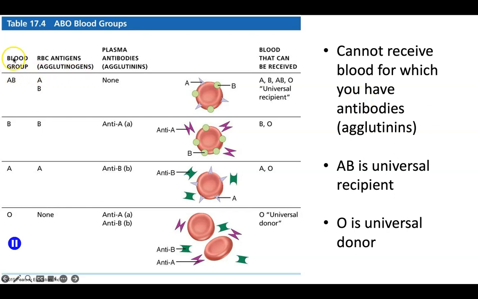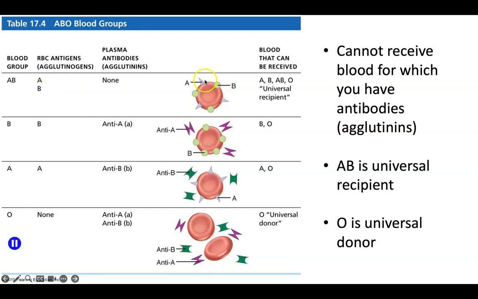So I'll draw your attention to the first column in this table from your textbook. We have the blood groups. So AB, B, A, and O. Those are the four possible blood groups. And so what does that mean? If you are in the AB blood group, what this actually means is that you have red blood cell antigens, also called agglutinogens, for A and B.